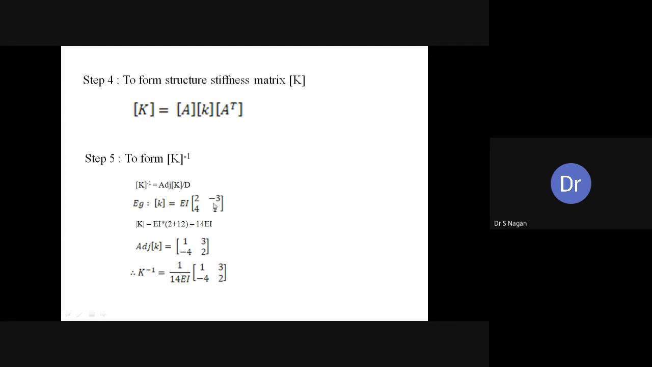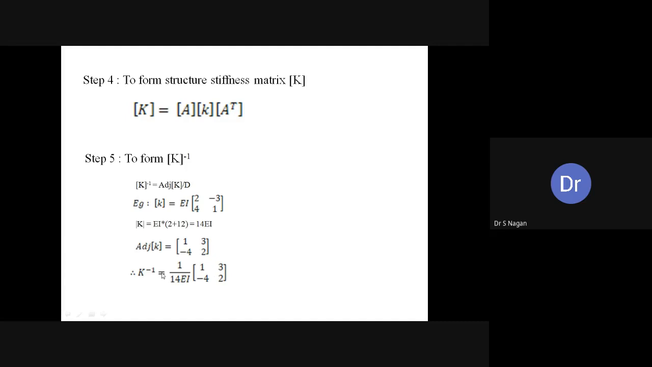So how do you form adjoint K of a 2 by 2 matrix? Simply change the positions of the diagonal elements, so 2 will come here and 1 will go here. And simply change the sign of these two, so minus 3 will become plus 3 and plus 4 will become minus 4. This is the rule for forming the adjoint of a 2 by 2 matrix. Once you get adjoint K and the determinant, you can form K inverse, which will be 1 by determinant of this.